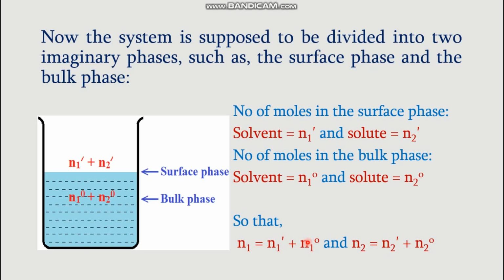I am saying two things. One time I am calling it molecule, another time I am calling it mole. So what is the difference between the two? Mole is the unit of number of molecules. So both are correct. Okay. N2 is the number of moles of solutes. The contribution from the surface is N2 prime and the contribution of the number of solutes from the bulk is N20.